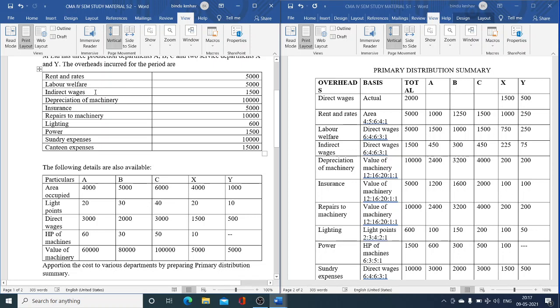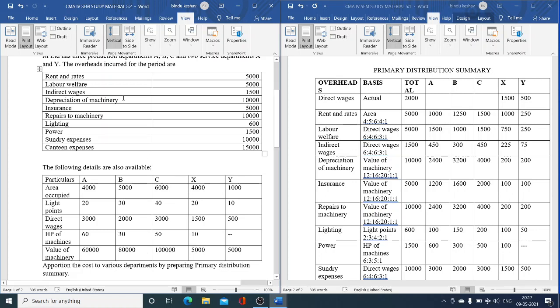Indirect wages will be apportioned on the basis of direct wages. So now we know the ratio. Ratio is 6:4:6:3:1. On that basis, we are going to distribute 1500 to different departments. For A it will be 450, for B it will be 300, and for the next one it is 450, and for X department it is 225, and for Y department it is rupees 75.